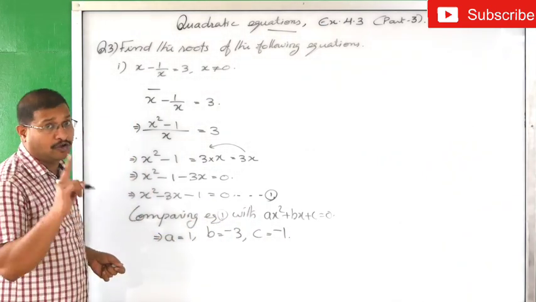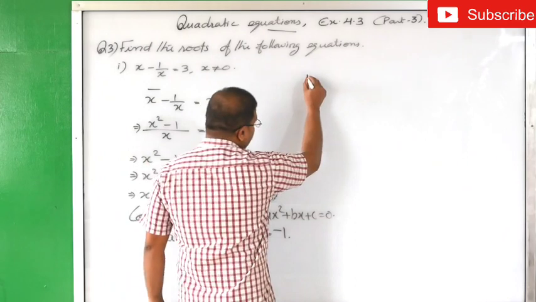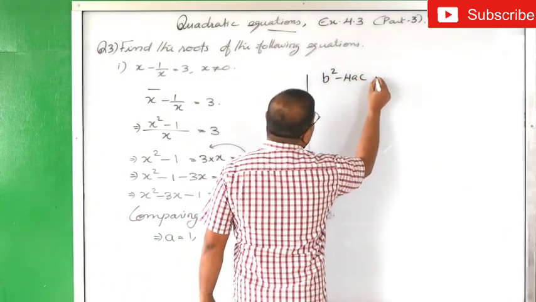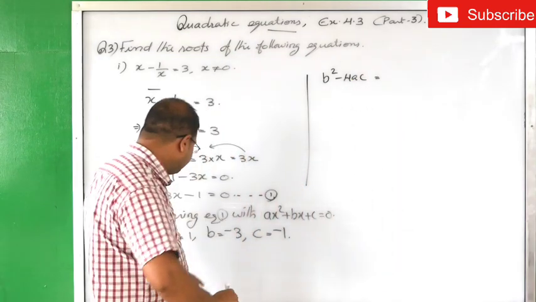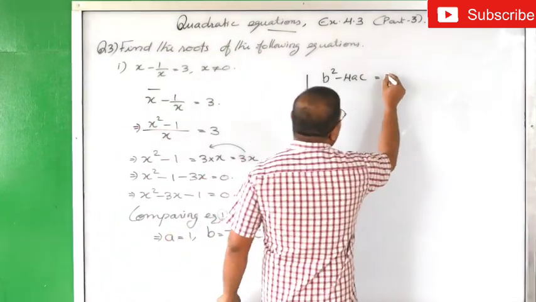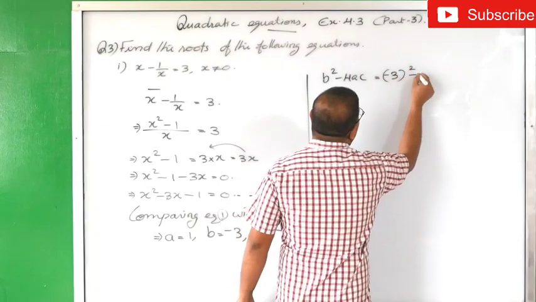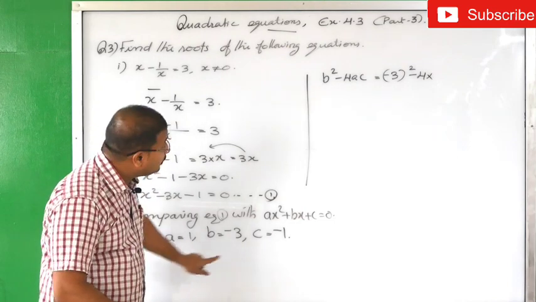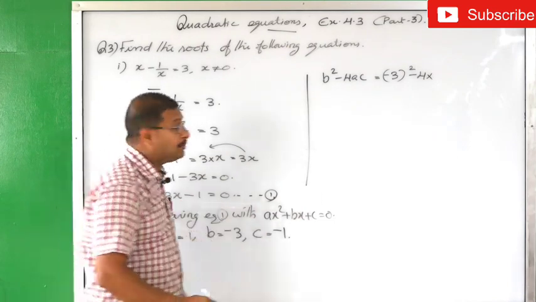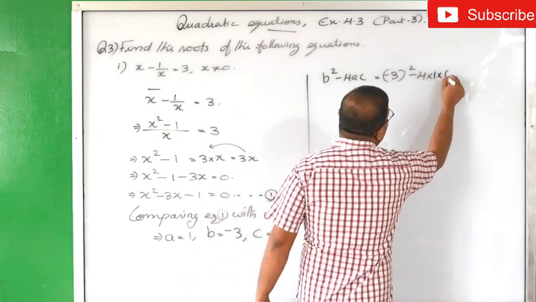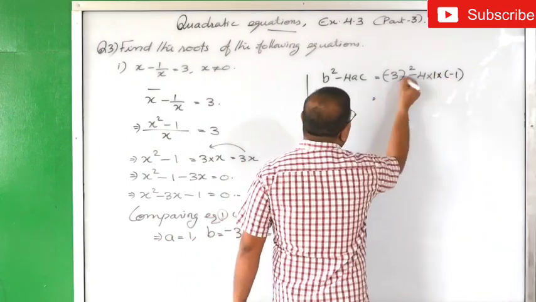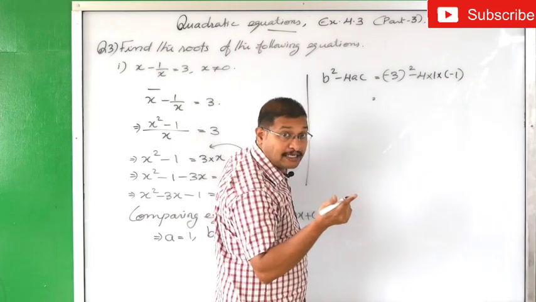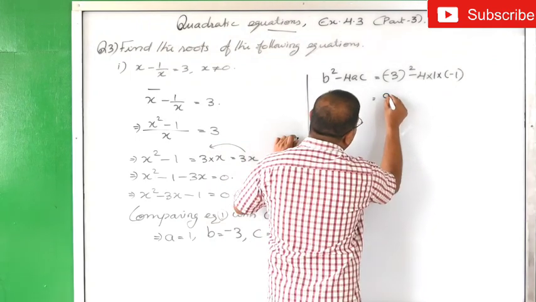Now what you will do? b square minus 4ac. So first we will find out b square minus 4ac equals, what is the value of b? Minus 3. That means minus 3 the whole square minus 4 into, what is the value of a? Yeah, a is 1, isn't it? a into c. c means minus 1. So 1 into minus 1 equals square of 3. 3 3s are 9. But we know that square of minus and minus plus. That means we will get only plus 9.